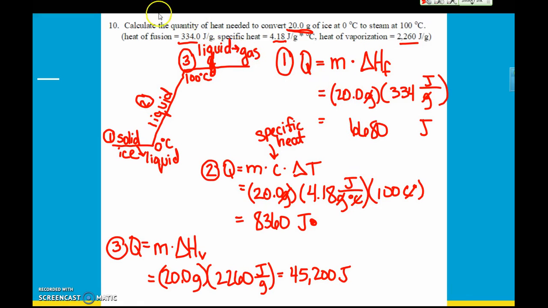They do ask for the total quantity of heat. There are 3 different parts, so all you have to do is add all these up together. So this part plus this part plus this part, that is your answer. I'll let you all do that part on your own. Make sure you put unit of joules, and you should be done with your lab report.